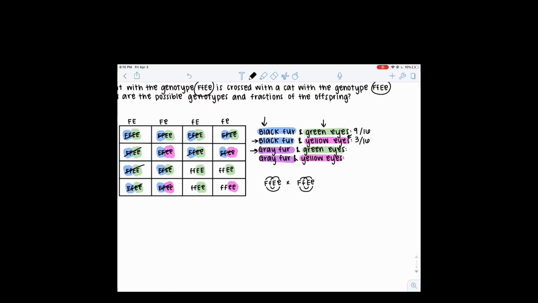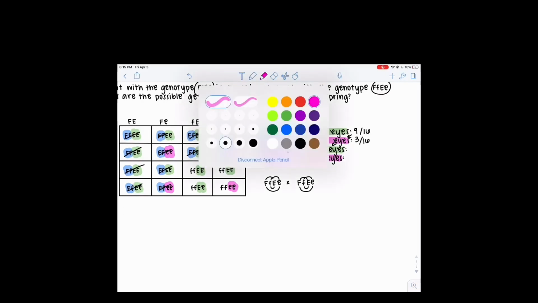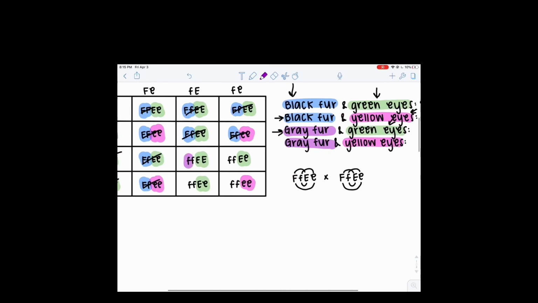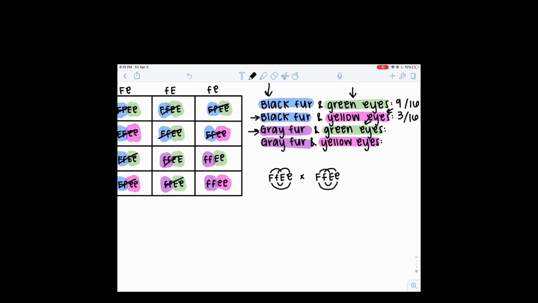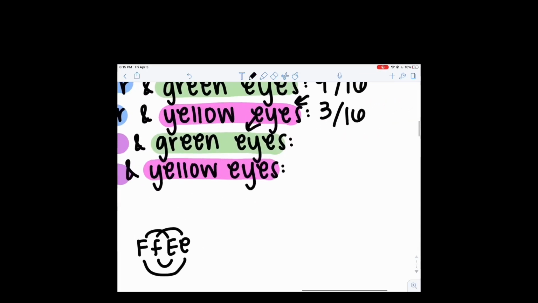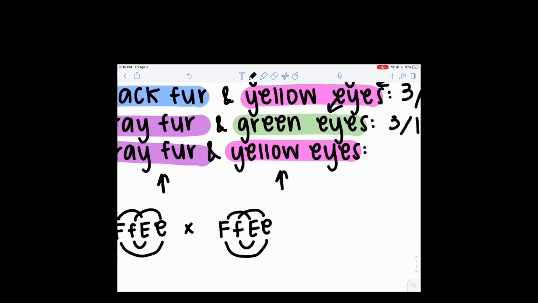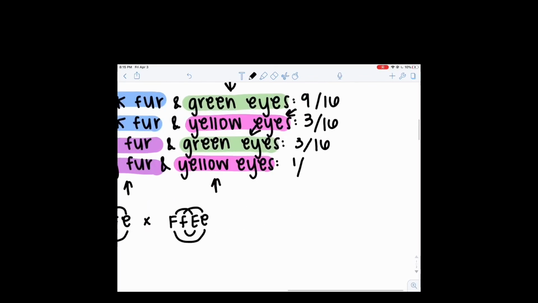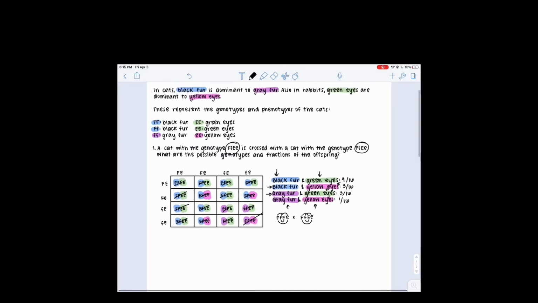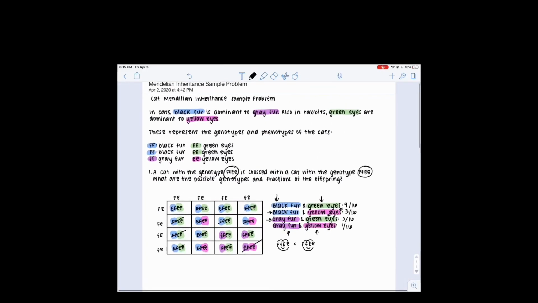So now looking at gray fur and green eyes, gray fur is homozygous recessive, so anything with two lowercase f's will have gray fur. And we want it to be green-eyed, so anything that has the purple and green will be gray fur and green eyes. And we just counted 3 out of 16. And now the last trait is gray fur and yellow eyes, which we already have figured out. And there's one left, and that means it is 1 out of 16.